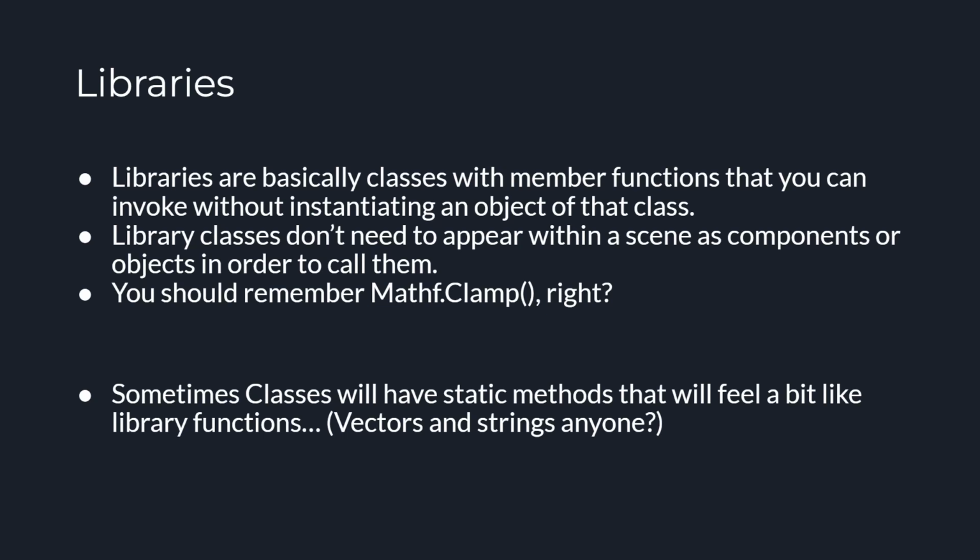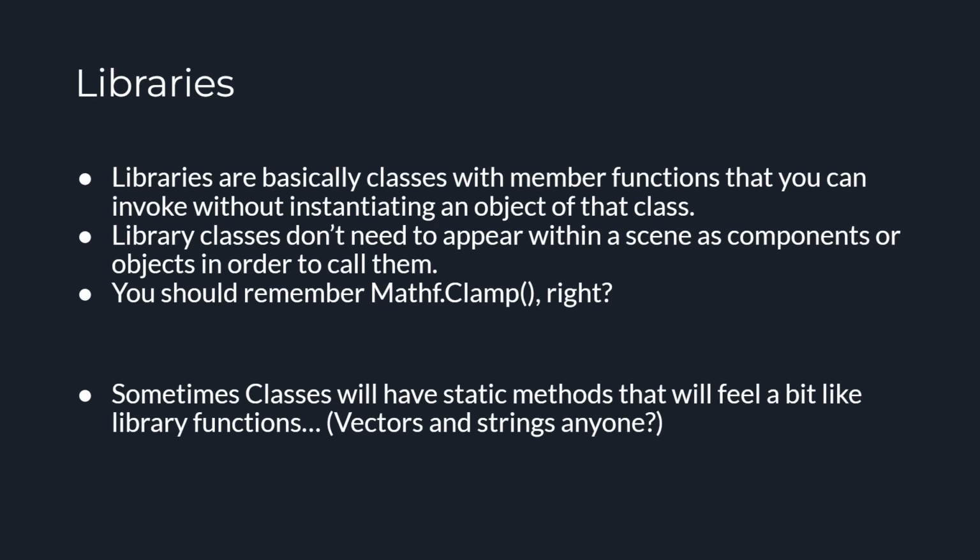We only have one of them. We only have one absolute value function because it doesn't depend on anything. It doesn't have to have some store around there, variables that it uses that need to persist and so on, right? So they are there. They don't belong to any particular component, any instance. They just exist and are available. So library classes don't need to appear within a scene as a component or as an object in order to call them. They are just there, right?